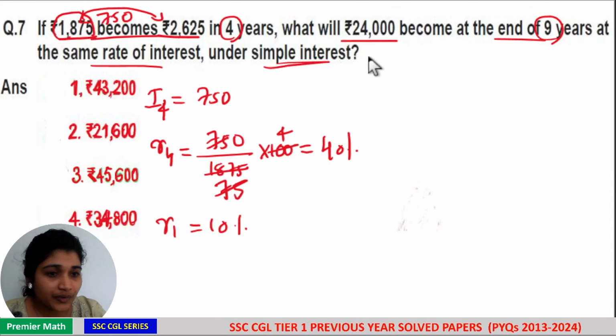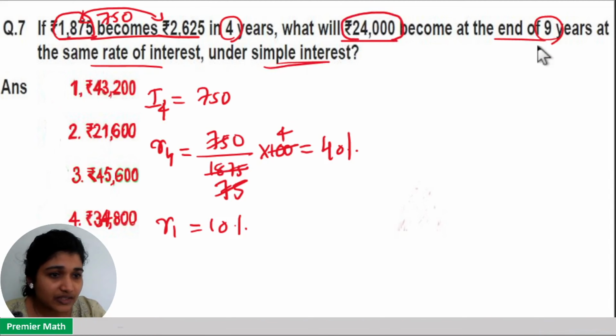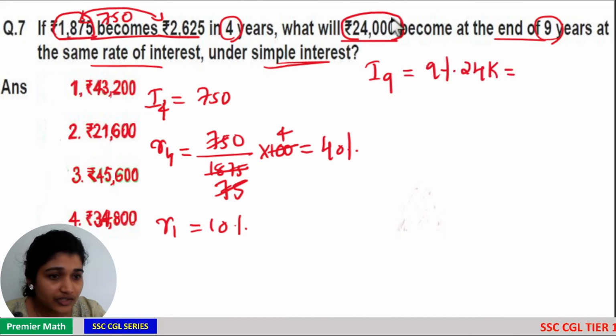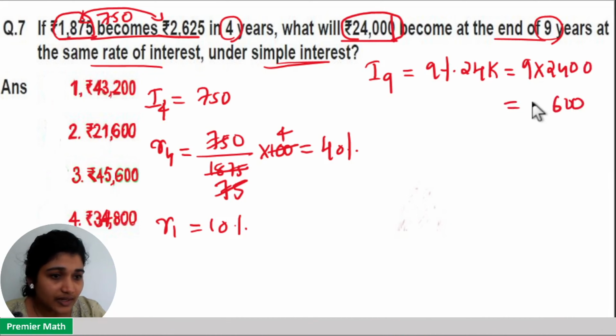Now, here the principal is 24,000 and it is invested for 9 years. Then the interest received for 9 years is 9 times 10 percent of 24,000. 10 percent of 24,000 is 2400. Then 9 times 2400 is equal to 9 into 4, 36, 9 into 2, 18 plus 3, 21. So 21,600 is the interest received for 9 years.